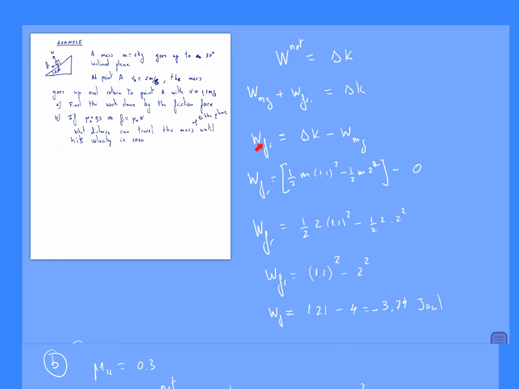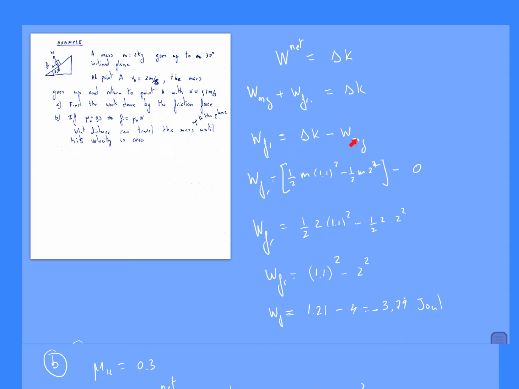They asked me about the work done by the friction. The work done by the friction is negative because the force of friction is always in the opposite direction of the displacement. So this amount should be negative. It is the change in the kinetic energy minus the work done by the weight.